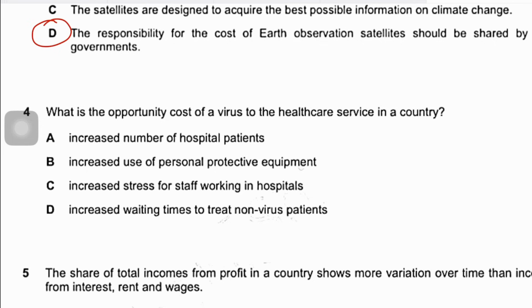And so option D says increased waiting times to treat non-virus patients, and this option reflects the opportunity cost because it highlights what is foregone. That is, timely treatment for non-virus patients. Because you see, resources in terms of time, personnel, the staff of the hospital, and the medical equipment, all of this will be diverted to addressing the virus, leading to longer waiting times for other patients, right? And so D is the correct answer.